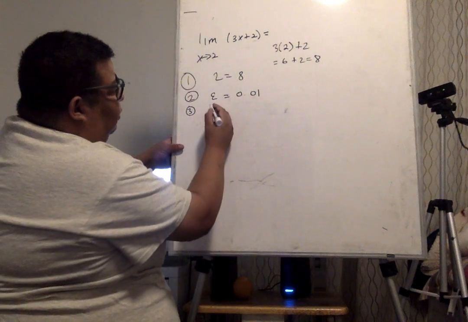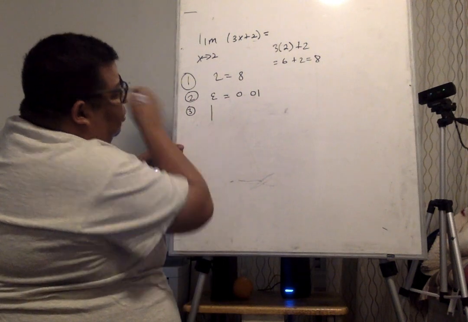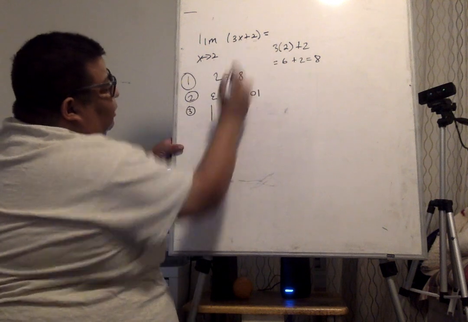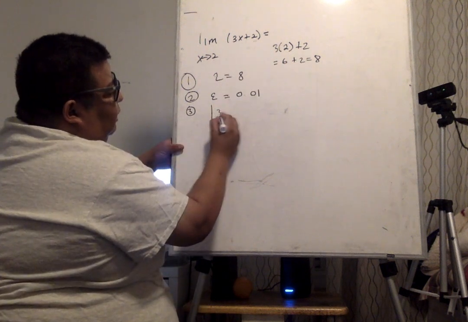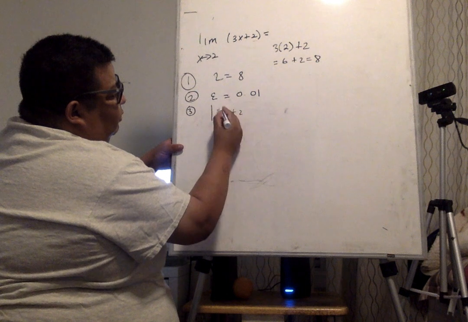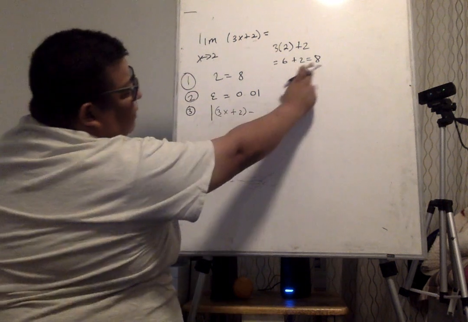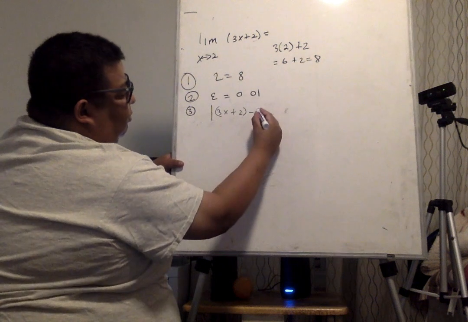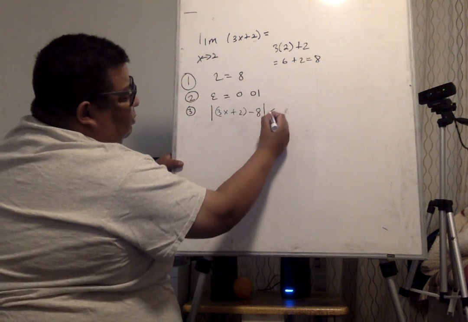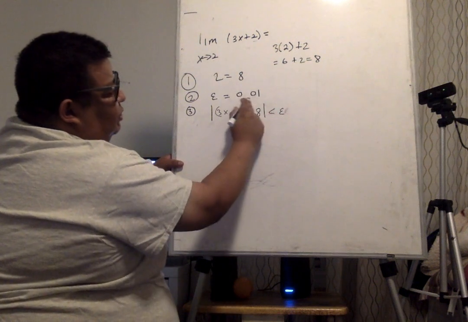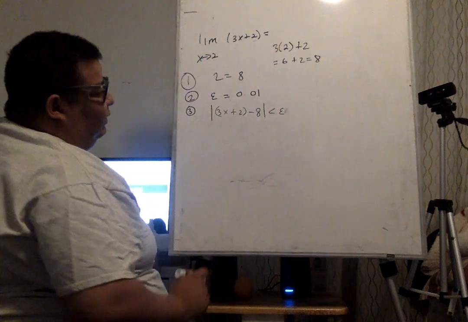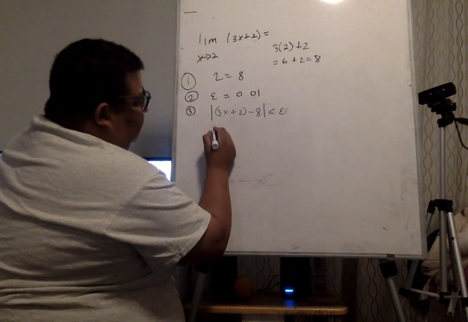So how do we do that? We start with this quantity. We're gonna take 3x plus 2 minus the limit. The limit is 8. So we're gonna do minus 8 has to be less than epsilon. Remember, epsilon is 0.01, but right now let's just leave it like that.